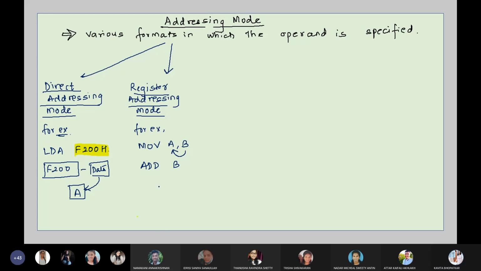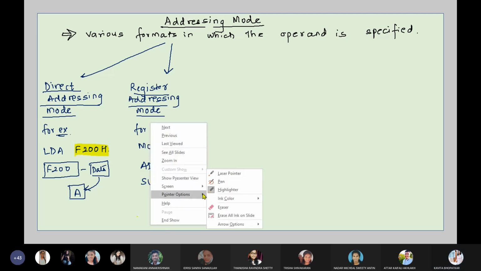Or you can say SUB C, meaning register C content will get subtracted from A and the result is stored in A. Because in all arithmetic and logical operations, one of the data will always be in accumulator and the result is stored in accumulator. That is by default. So when the operations are performed between any registers, at that time it is identified as register addressing mode.